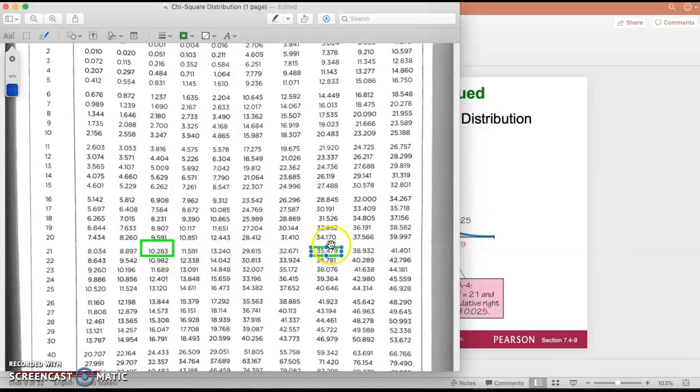So notice I can't just take a right critical value, make it negative, and get the left one, because there's no negative values in the chi-square distribution.